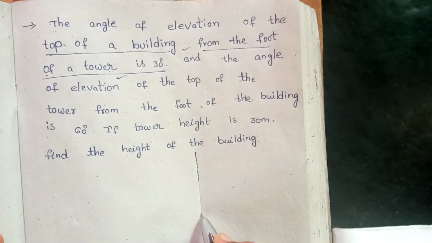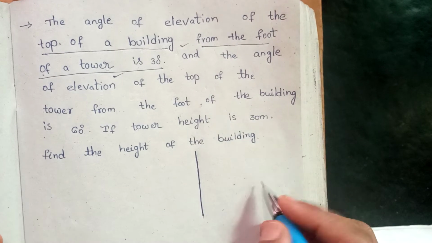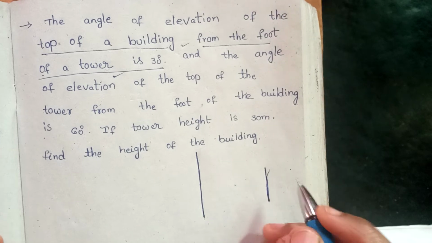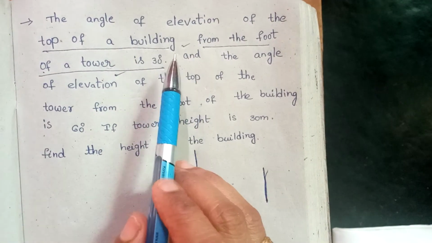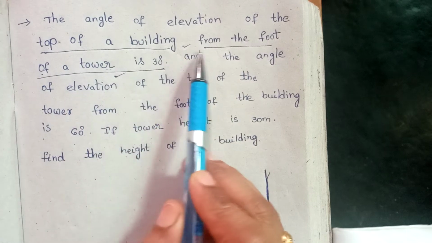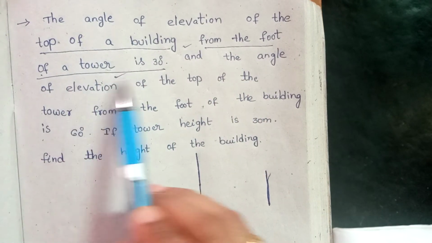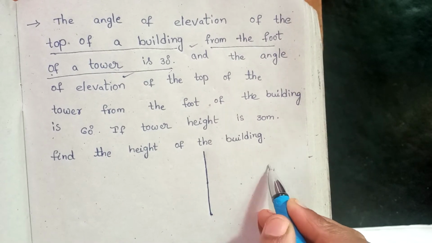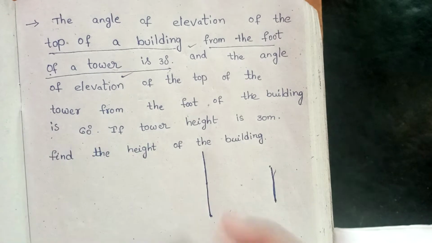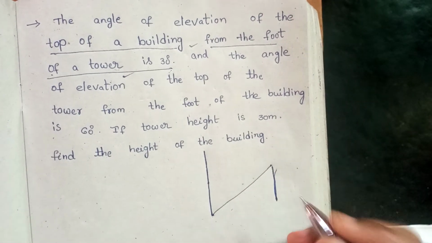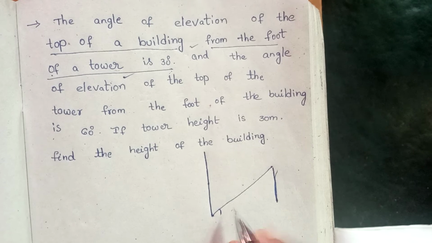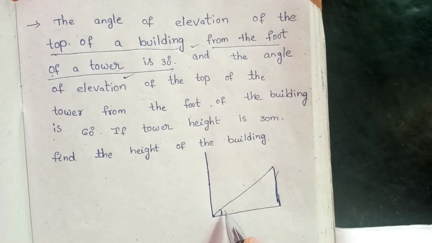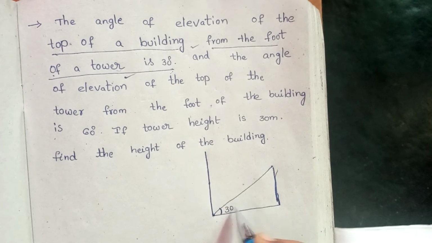Take tower. Usually tower is higher than the building. This is building. What is given in the problem is the angle of elevation of the top of the building from the foot of the tower. That means foot of the tower is this one to the top of the building. This means this angle. We have to draw a line to make an angle. This angle is 30 degrees.